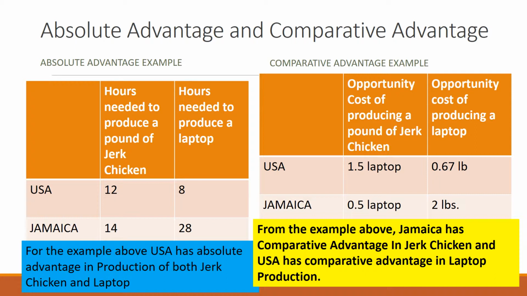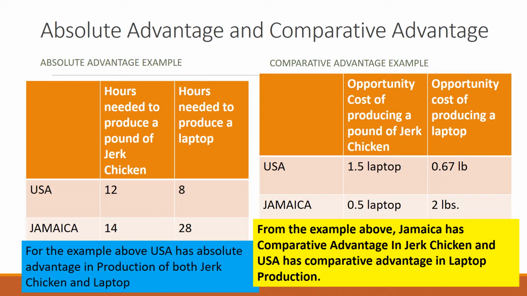So now let's see which country has comparative advantage in jerk chicken production and which country has a comparative advantage in laptop production. So again, the country that has the least amount of opportunity cost will have the comparative advantage. So over here, let's compare opportunity cost for jerk chicken production. That's 1.5 laptop for US and only half a laptop for Jamaica. So it looks like Jamaica's opportunity cost is lower than US's opportunity cost, and therefore we'll comment that Jamaica has comparative advantage in jerk chicken production.